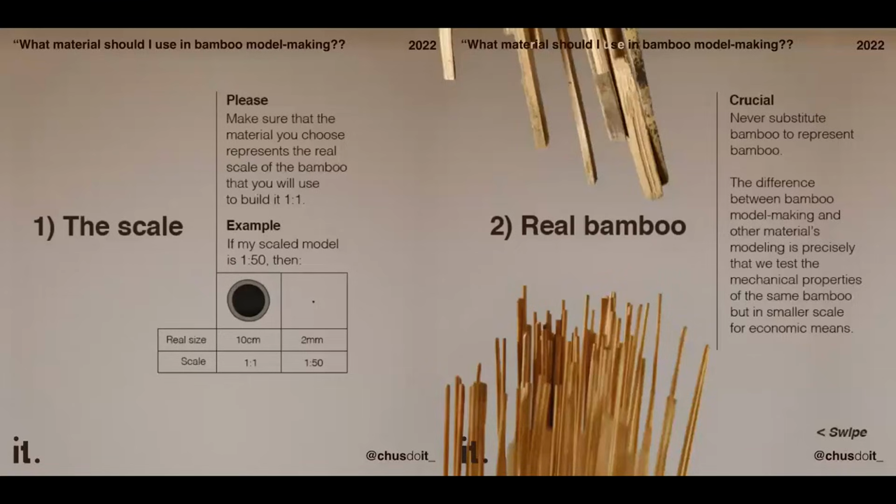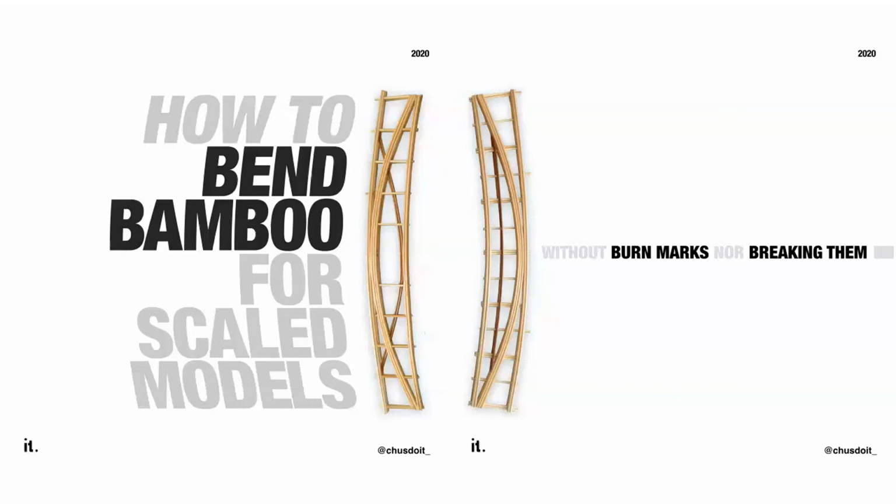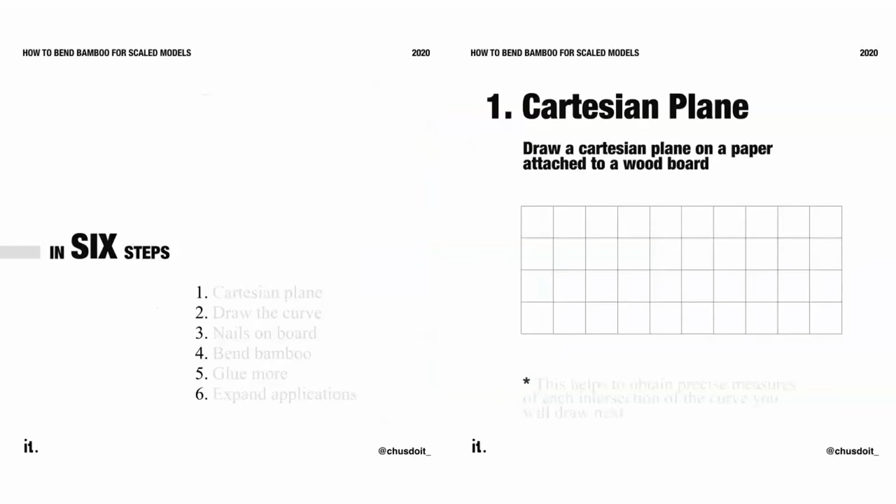Once you have chosen a proper material for your project, you can choose to bend the bamboo or to keep it straight. For those times you need to bend bamboo for scale models, I'd like to share with you how to do it without scorch marks or breakage in 6 easy steps.